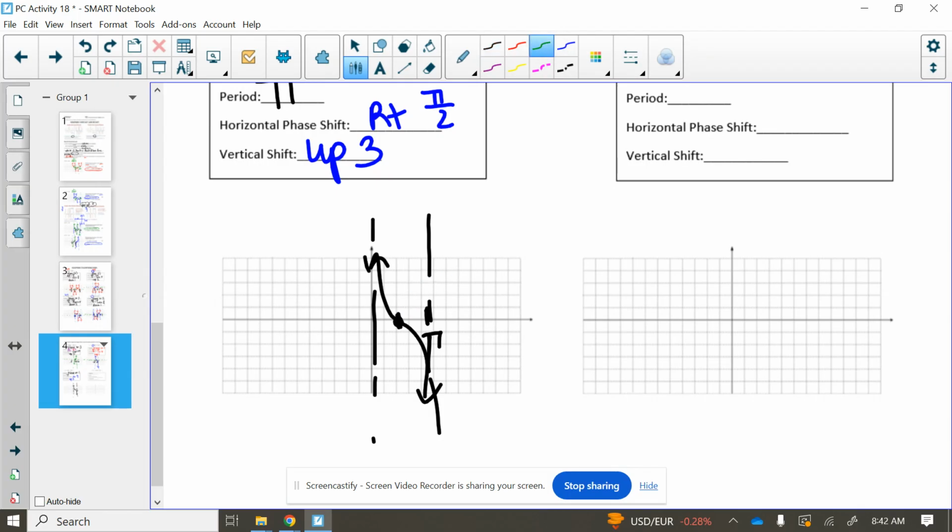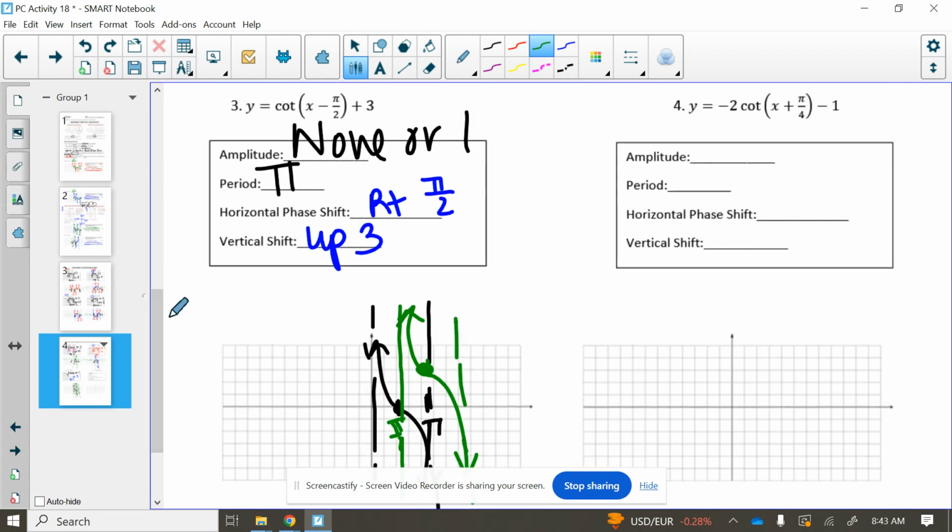So for our sketch, everything is going to move up 3. And if you move everything to the right pi over 2, we're going from pi over 2 to pi then. And then that means that our vertical asymptote also is shifting over. This vertical asymptote also shifting over so that our shifted graph looks like so.